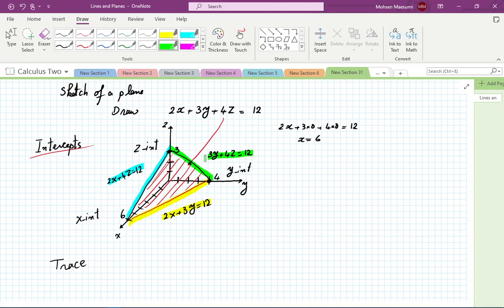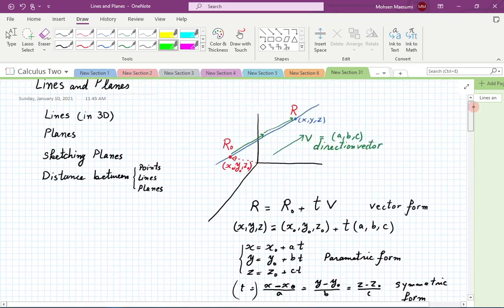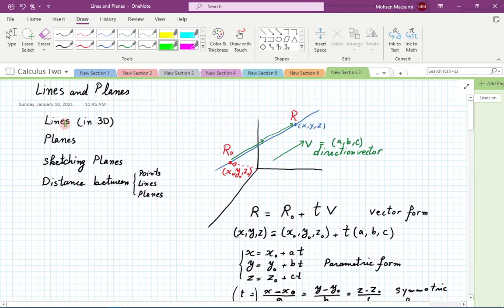Okay, so we talked quite a bit about various things we can do with lines and planes. We talked about lines, planes, and sketching them. Let's keep this thing for a separate short lecture.